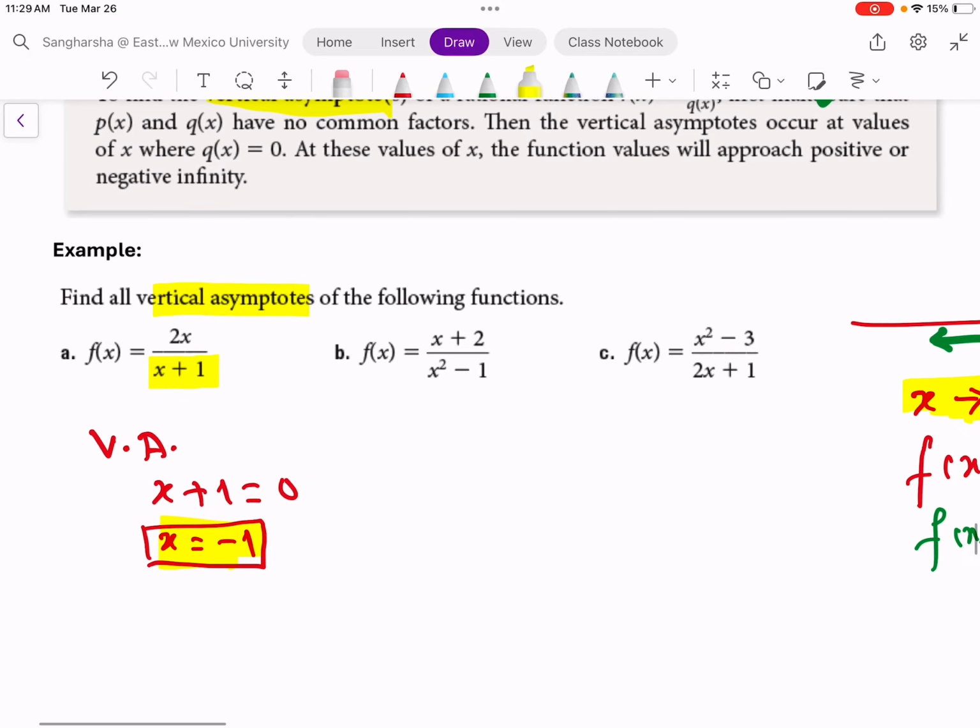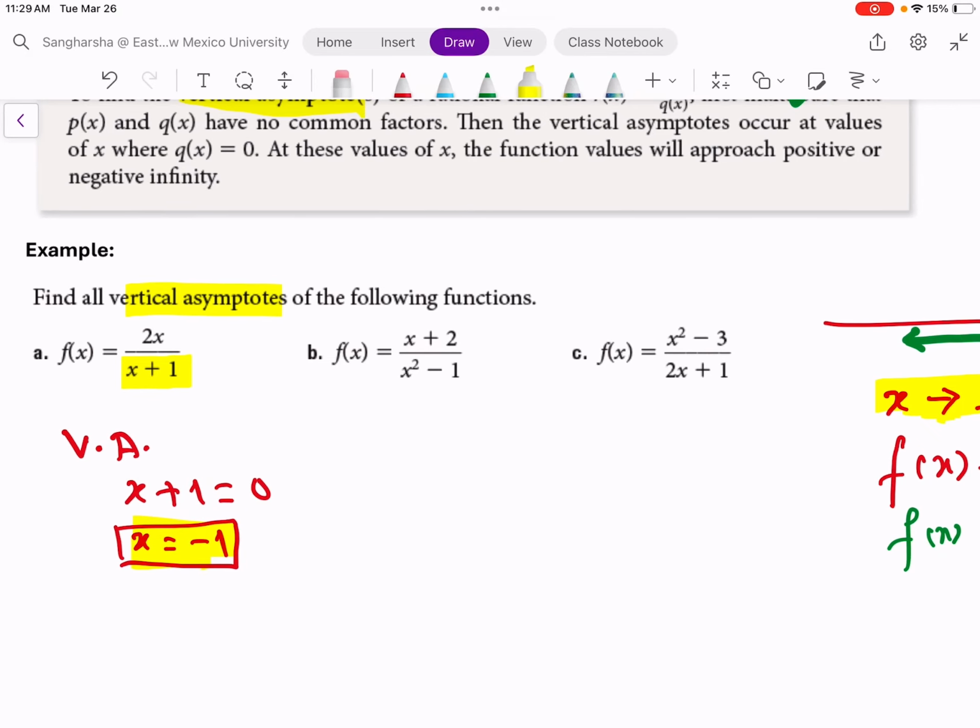Okay, so let's take the next example here. f of x equals x plus 2 over x squared minus 1. We are asked to find the vertical asymptote. So what we do is take the denominator and set it equal to 0. So we have x squared minus 1 equals 0.